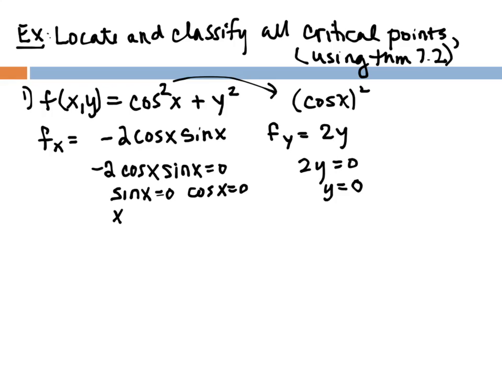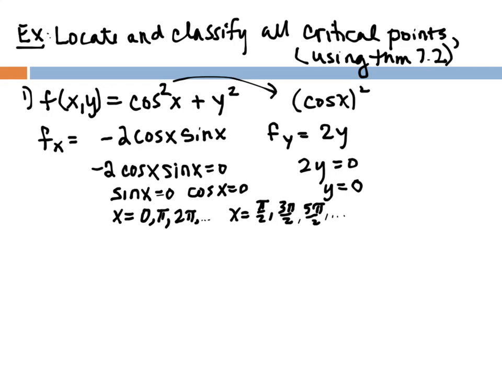Okay, so for sine, this happens at 0 and pi, excuse me, sorry, 2 pi, and so forth. And for cosine, this happens at pi over 2, 3 pi over 2. Yeah, and so forth, right?